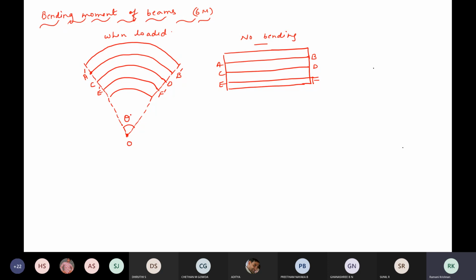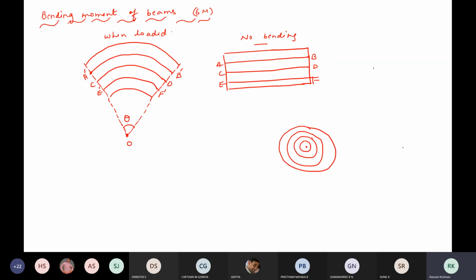Now tell me how I can take this, as all these layers have a common center O. Can we consider this to be part of concentric circles, students? This layer is part of concentric circles. What are concentric circles? We say circles which have a common center, isn't it? These are the concentric circles.